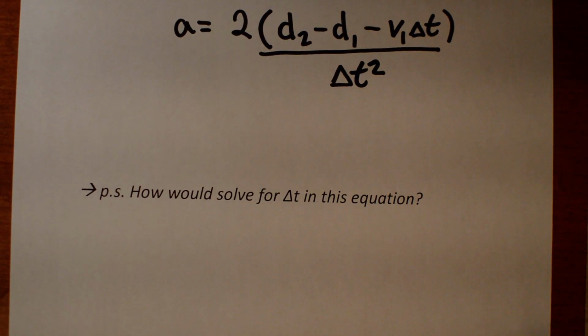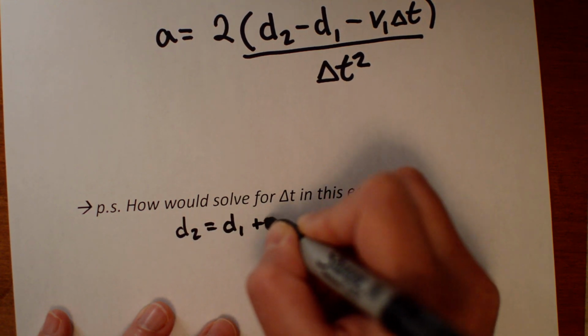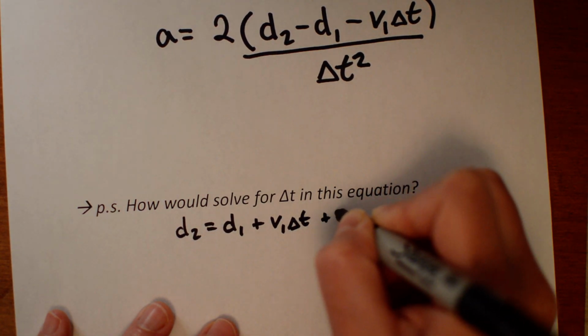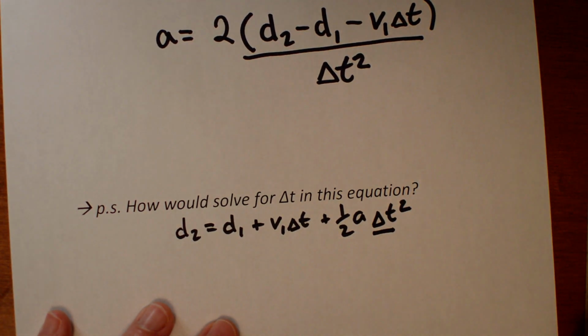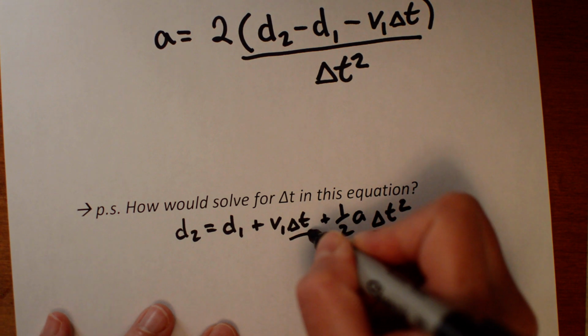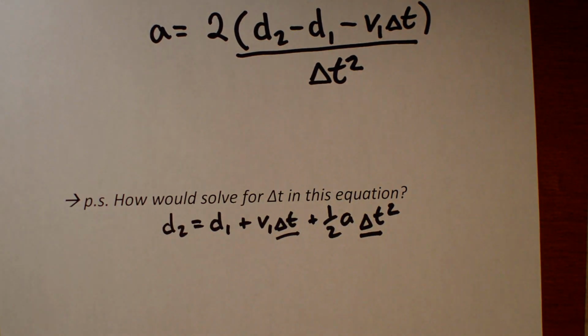Just a thing to think about, what if you were taking the same equation, d2 is d1 plus v1 delta t plus 1/2 a delta t squared. What if you're trying to rearrange for delta t? Because there's a delta t over here and here. So it seems like, well, you can't move things away from delta t, there's delta t in 2 places. This is actually a quadratic.